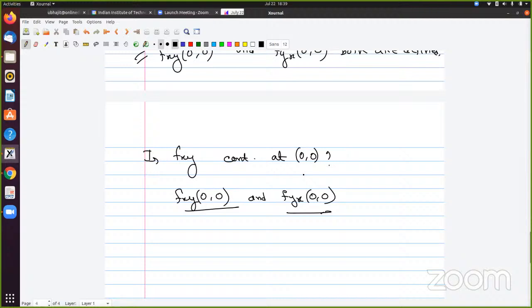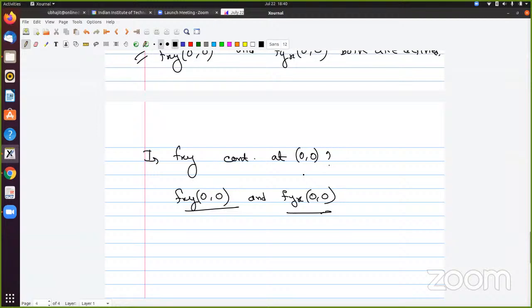We can ask some other function where it is not continuous at some other point, 1 comma 2 or 3 comma 4. The process will be the same, but 0 comma 0 is easier to check and easy to calculate. That's why we are formulating this type of question. Okay, is it clear?